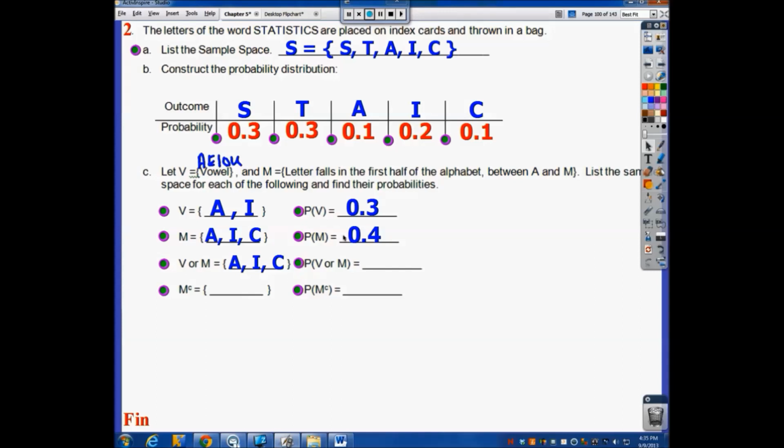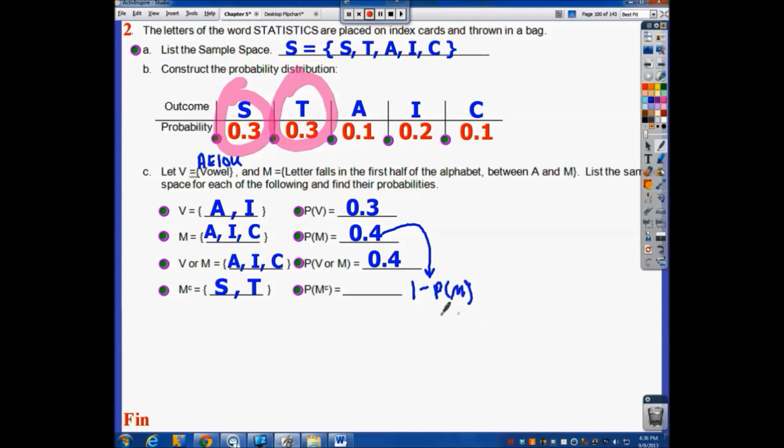And that probability is the same as what it was for just M, right? So it's still 0.4. This sample space is the same as this sample space, so the probabilities would be the same exact thing. And the last one here, M complement, that it doesn't fall in the first half of the alphabet. Well, those were our S and T's. So that is our sample space. And now what's the probability of that happening? We can add together the 0.3s, or we could come down here and take 1 minus the probability of that event. So 1 minus 0.4 gives us our 0.6 that we also get from 0.3 and 0.3.